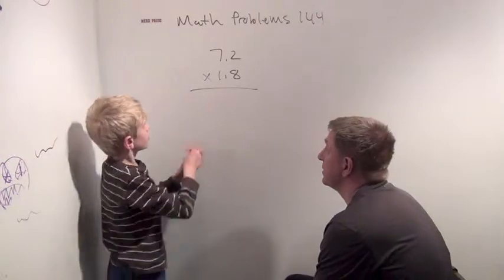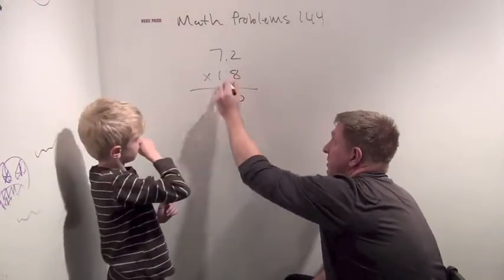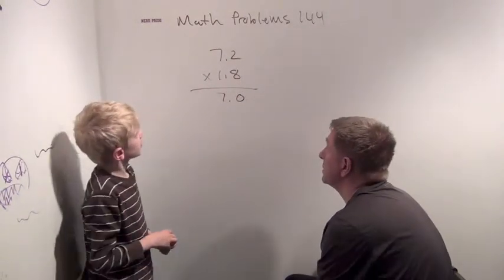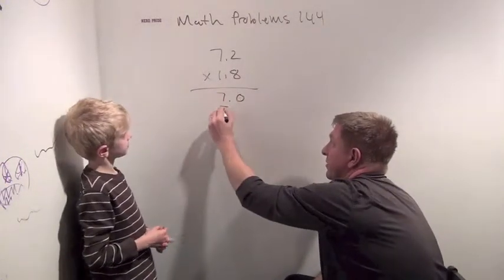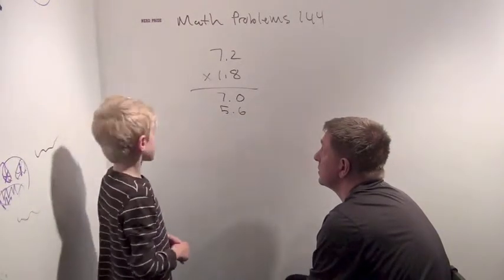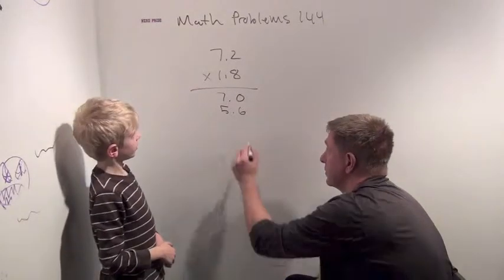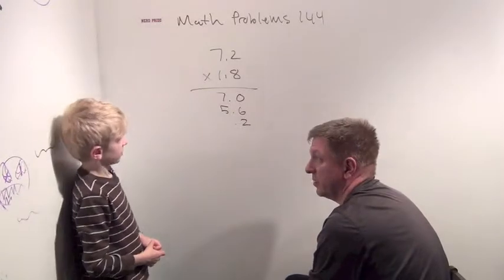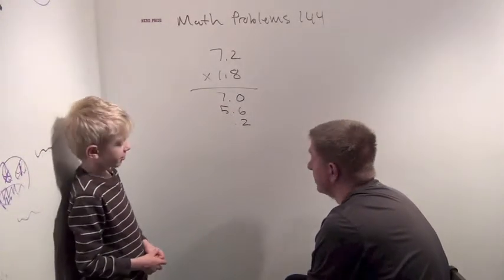So 7 times 1 is 7. Okay. 7.0. So that's 7 times 1. And 7 times 0.8 is 5.6. Good job. And now the 0.2 times 1 is just 0.2, because anything times 1 just stays the same, right? Yeah. Okay. Now 0.2 times 0.8.